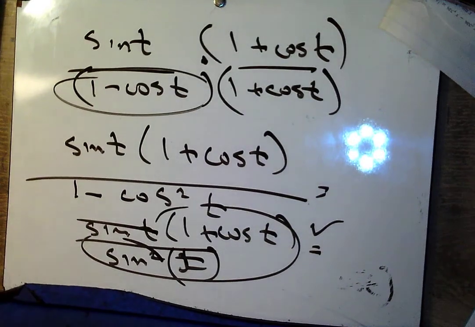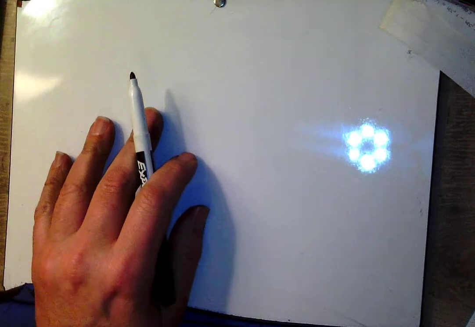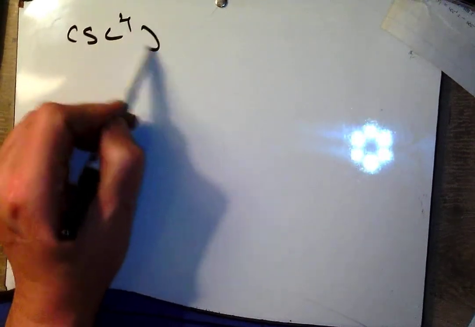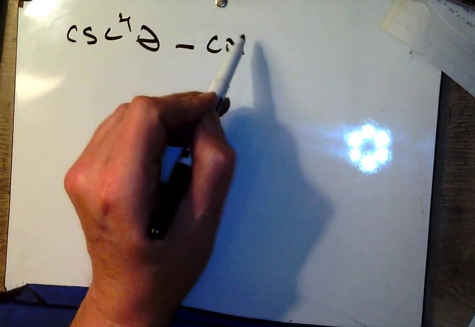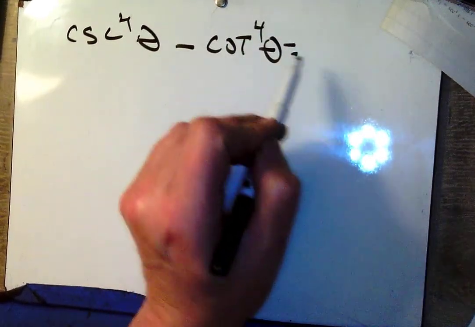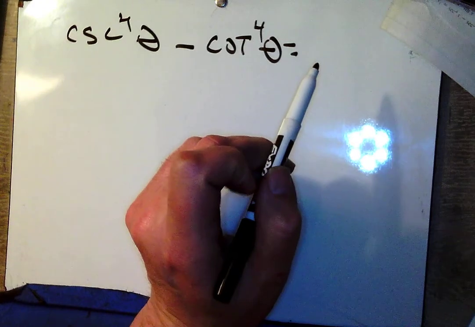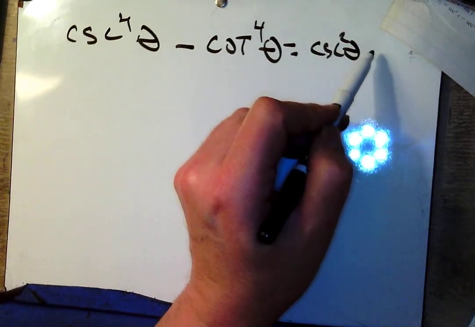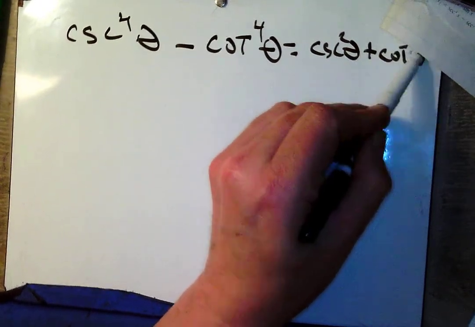Okay? Really, the best thing I can suggest if you're comfortable with your identities and you're comfortable with the strategies, you just have to do all these problems. I mean, you really just need to practice them. Practice them, practice them, practice them. So, how about this one? Cosecant to the 4th theta minus cotangent to the 4th theta should somehow equal cosecant squared theta plus cotangent squared theta.